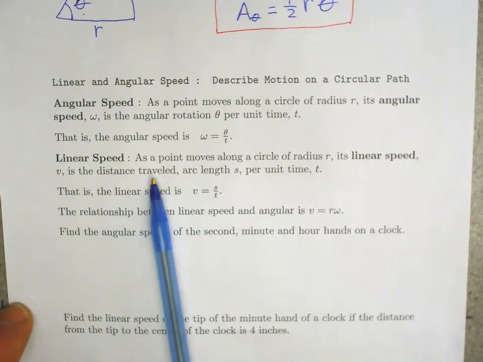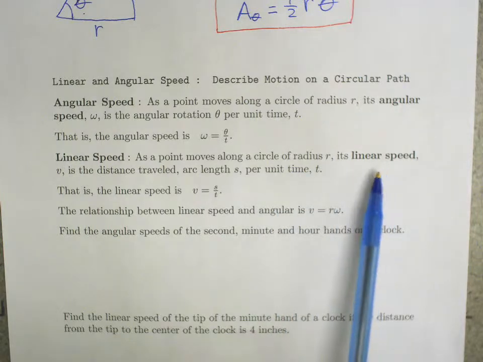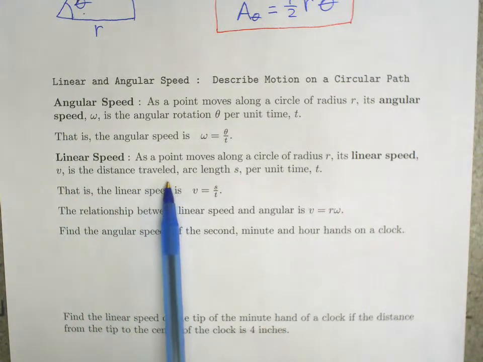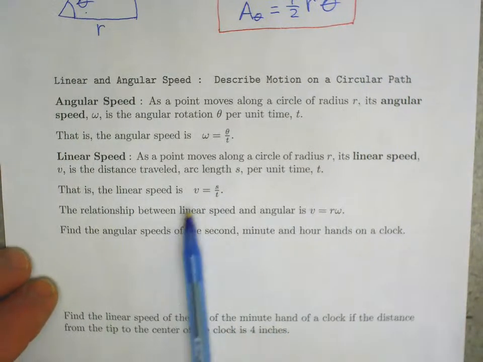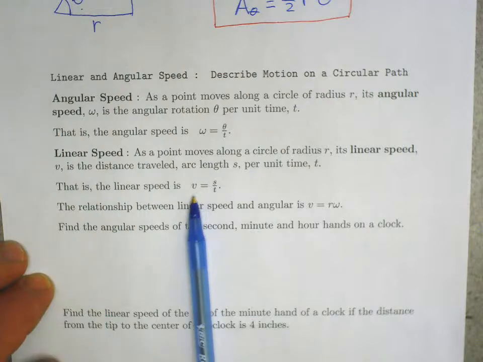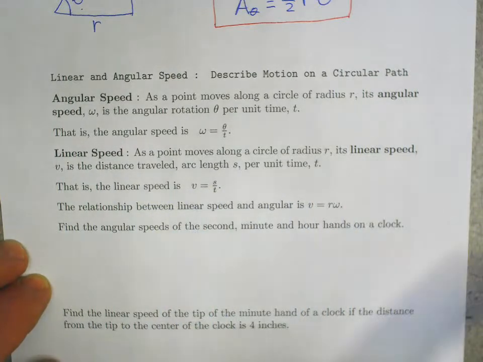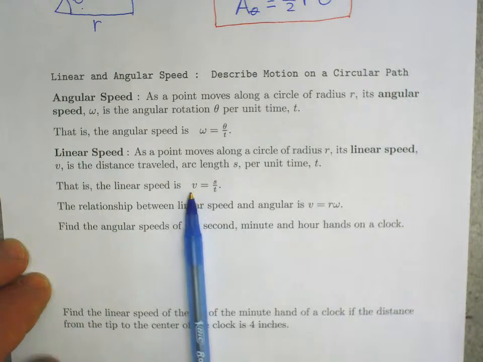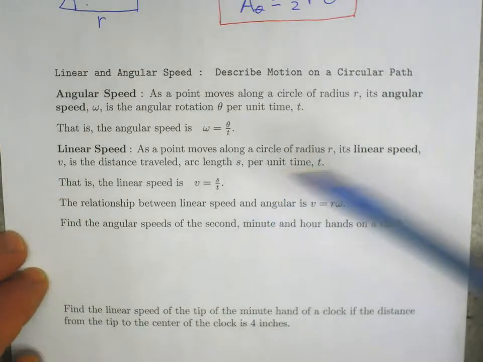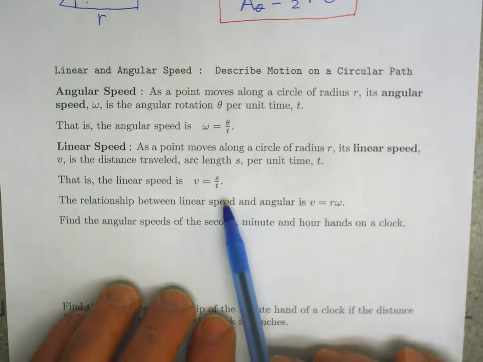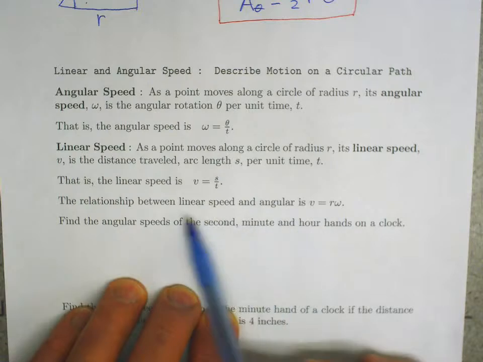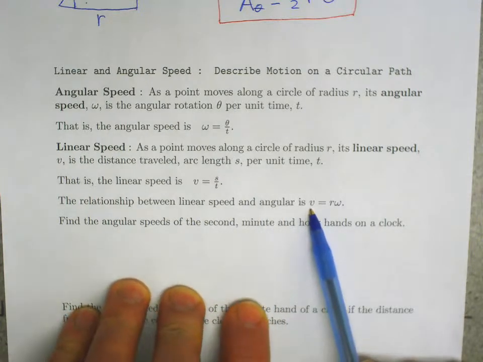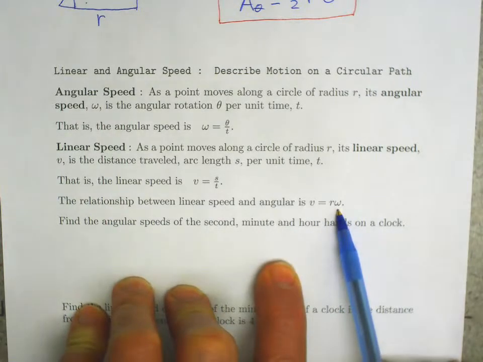The linear speed, as a point moves along a circle of radius r, its linear speed, v, is the distance traveled, which is the arc length s, per unit time t. So as an equation, the linear speed, or you could think of it as the linear velocity, although speed is the absolute value of velocity in general, but the speed or the velocity is the arc length divided by the unit time t. So the relationship between the linear speed and the angular speed is the linear speed is equal to the radius times the angular speed.